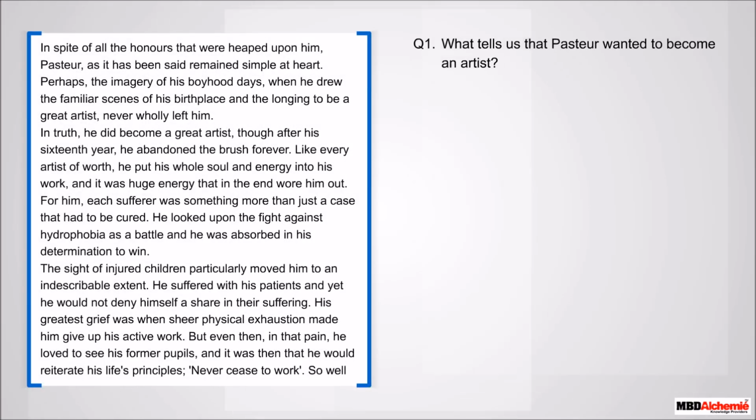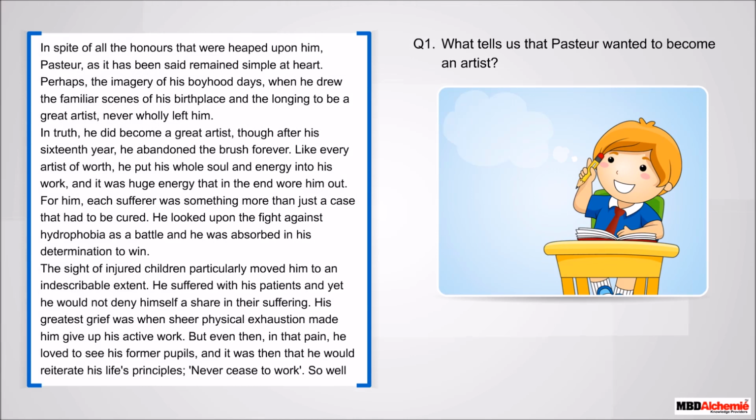Look at the first question. What tells us that Pasteur wanted to become an artist? What are the keywords in this question? They are Pasteur, wanted to become, and artist. Let us look for these keywords or their related words in the passage. The words Pasteur and longing to be an artist relate to our keywords.